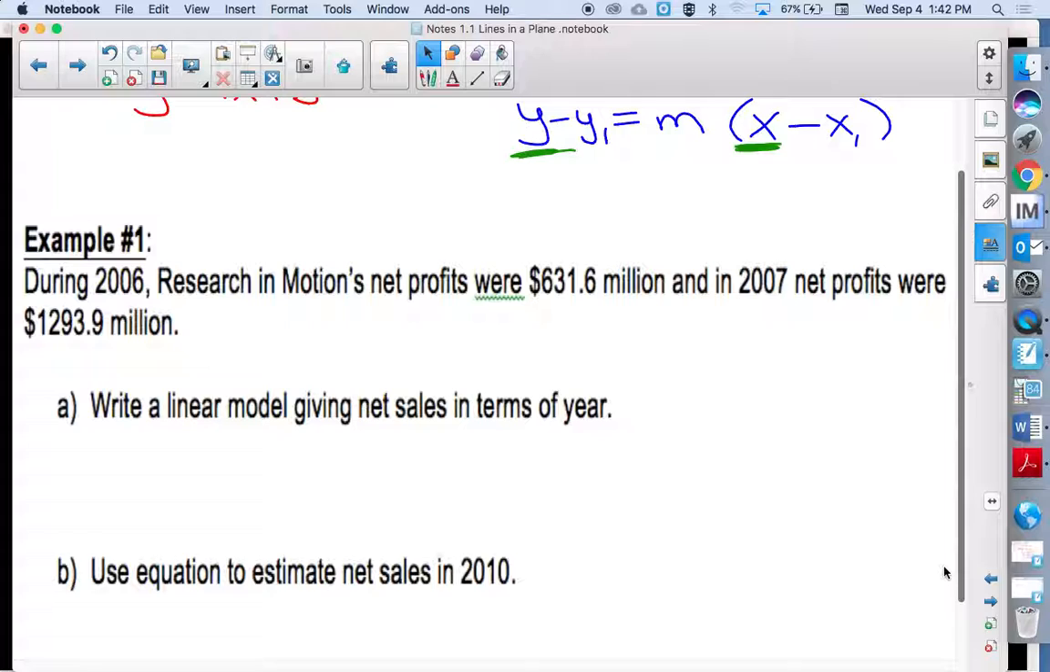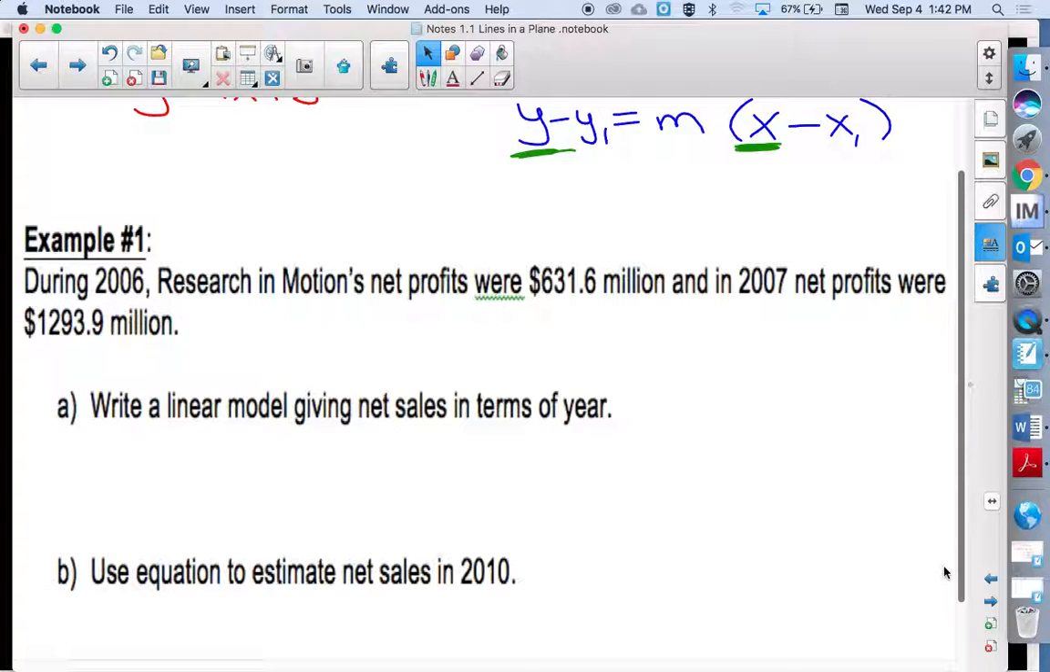And it talks about research in motion in the year 2006. They had net profits, which is how much they made for that year, $631.6 million. It's not too bad. In 2007, just 1 year later, their profits were now $1,293.9 million, which is actually $1 billion. So they went from having a profit in millions to a profit in billions, which is pretty good for that company.